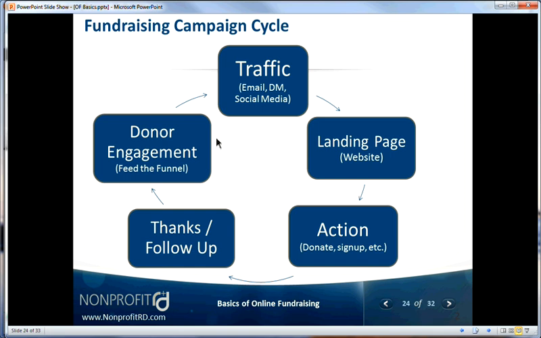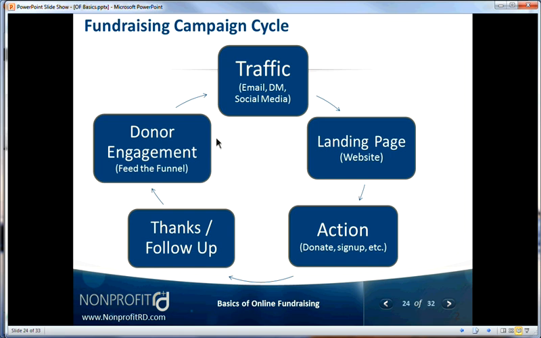Peer-to-peer fundraising, if you don't know, is where people can fundraise on your behalf. They email their friends and family and say, I really support this organization. Won't you come here and donate on my personal page? Peer-to-peer fundraising is great because it brings new people into your donor funnel that you might not have known.